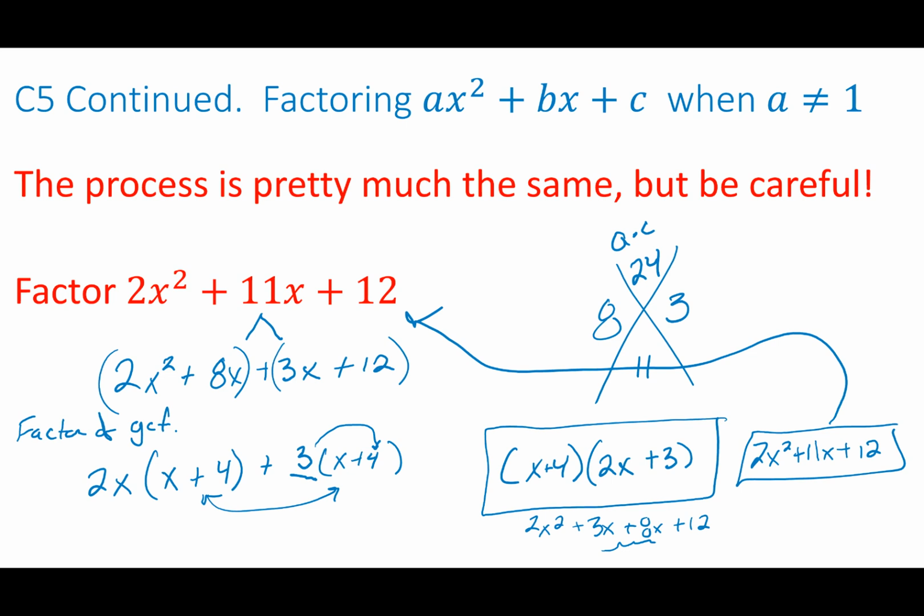All right, so this is that extra step. I said pretty much the same, but be careful. We're still going to make our cross, a times c on the top, the sum on the bottom. But what those numbers now do is they split up our b term in our quadratic. Blake.